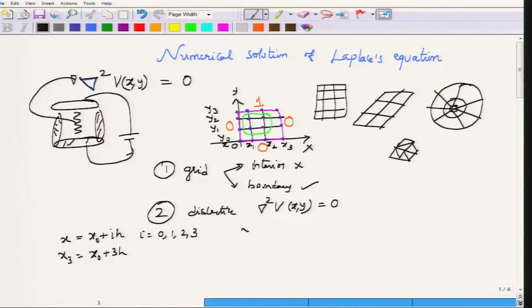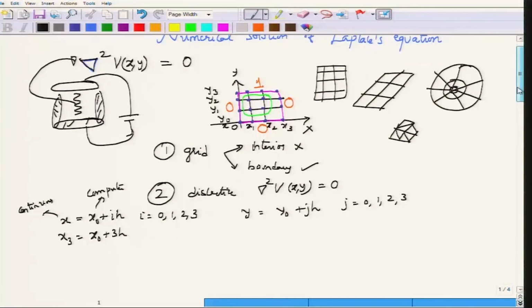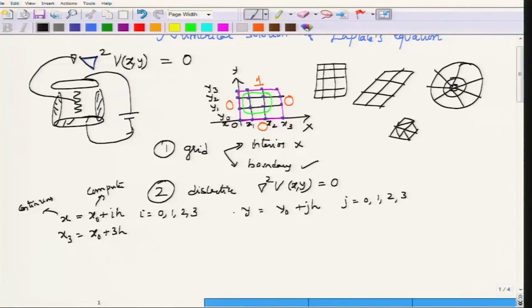Similarly, the y variables are also on the computer. So, this is the continuous, and these are the computer representations of x values. So, y will be y0 plus jh, and j again takes on values of 0, 1, 2 and 3 in this particular example. Depending on the number of grid points, this will be m, this will be n. So, the total grid size would be an m cross n array.